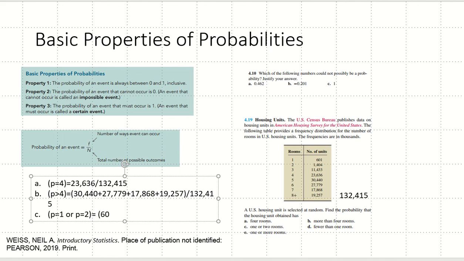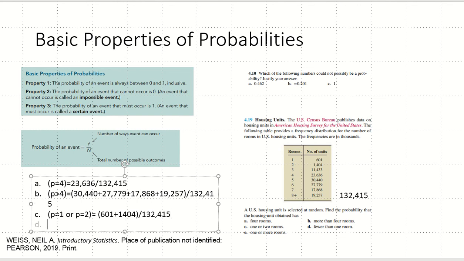It is going to be 601. We get this number from the table here. 601 has 1 room plus the 1404, all over the total number of possible outcomes.